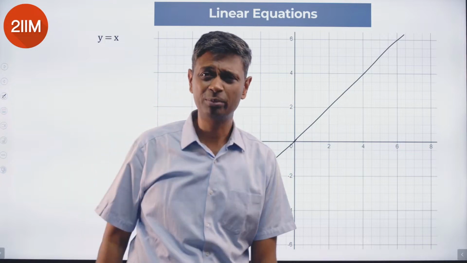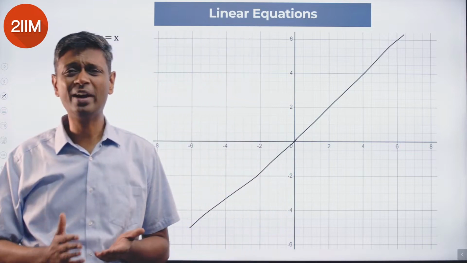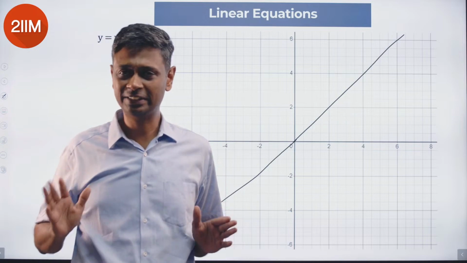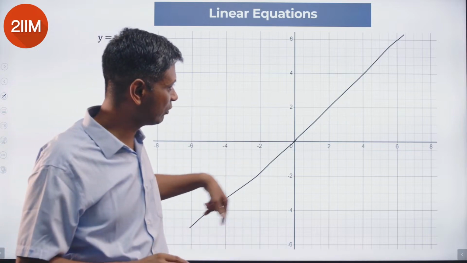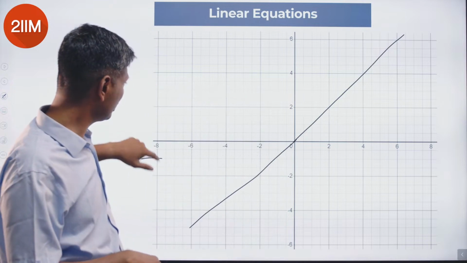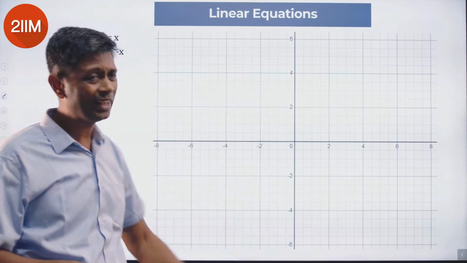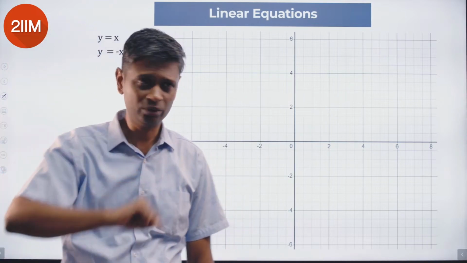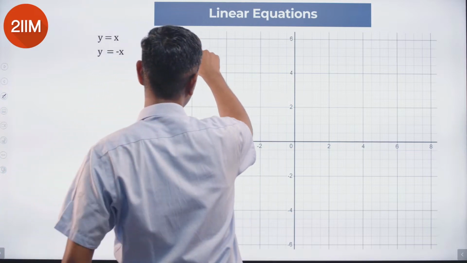Don't worry, this class is not going to be this easy. We're going to amp it up. The y equal to x that we have drawn is a nice line. It passes through the origin, we've drawn it straight. Nice, quite simple. So what else can we do? Y equal to minus x.